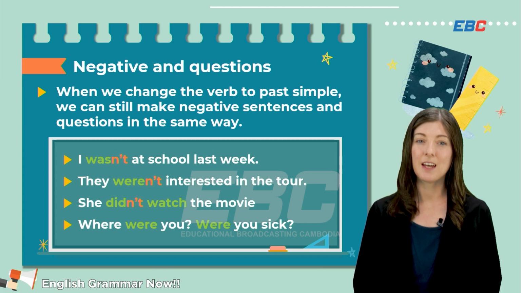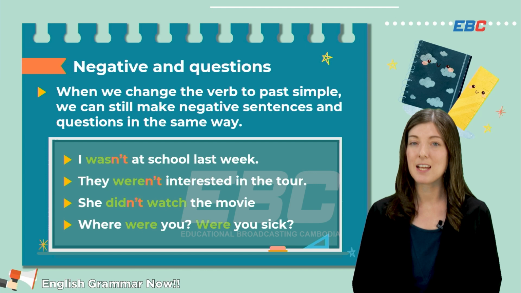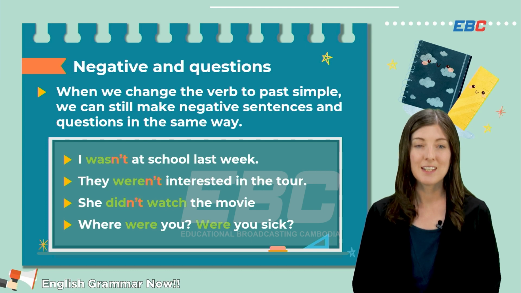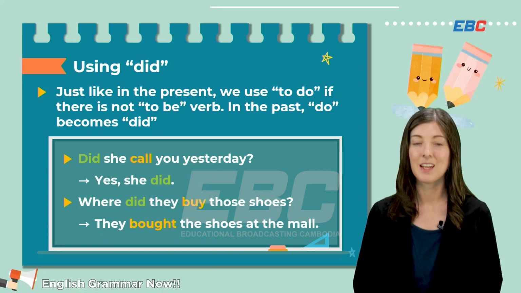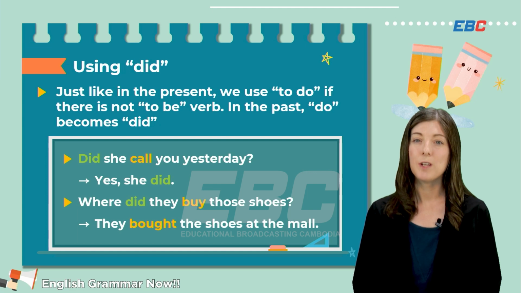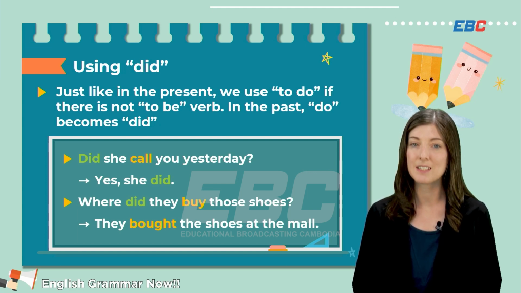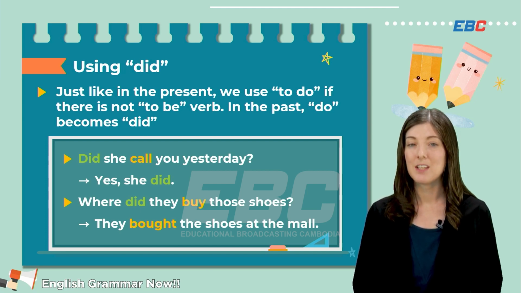You can see that was and to do come in the same spots as they would in the present tense. And we've used not to make some of these negative. So we can say wasn't, weren't, and didn't. Just like in the present, we use to do if there is no to be verb in the sentence. In the past, do becomes did. So a question might look like this.